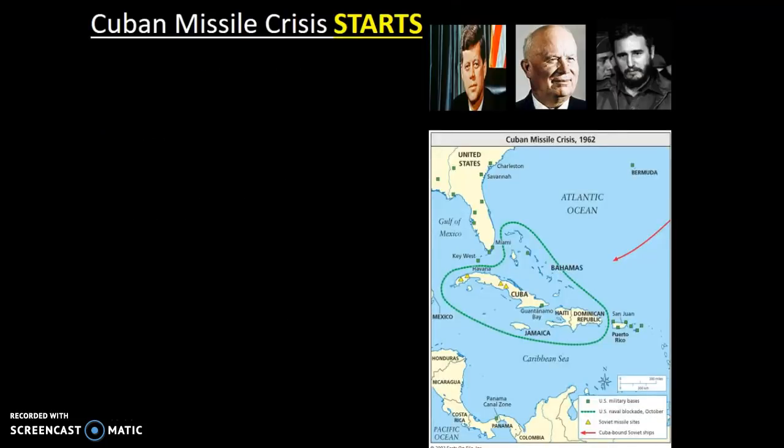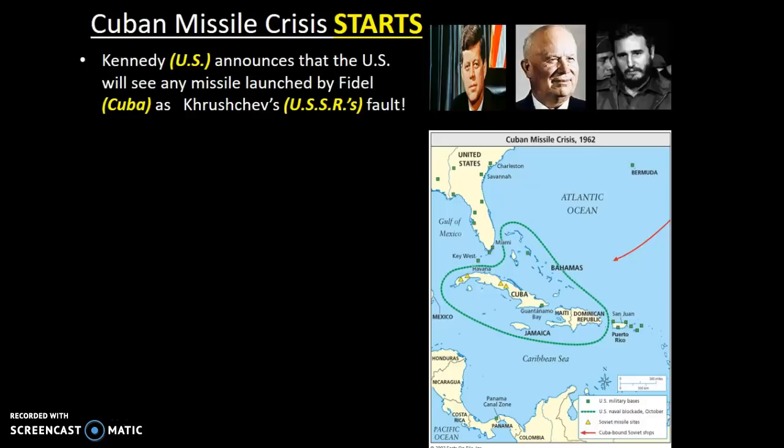All right, so let's see what actually happens during this missile crisis. We know that these missiles are placed in Cuba, and therefore the fact that these missiles are located in Cuba is going to be known as the Cuban Missile Crisis. Go ahead and annotate the word starts into your notes because we're going to talk about what happens when this crisis starts.